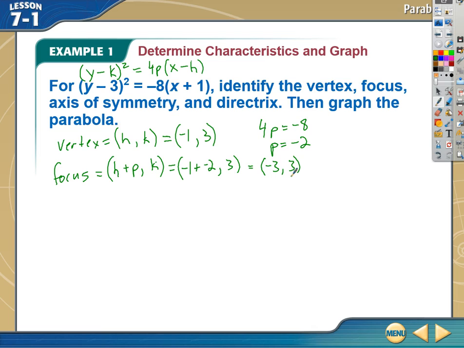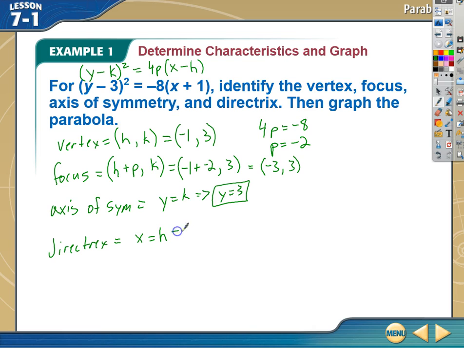My axis of symmetry is y equals k, which is just y equals 3. Think that was easy. And last but not least, the last thing they're looking for is my directrix, which is x equals h minus p. That means x is equal to negative 1 minus negative 2, which is negative 1 plus 2, which is just 1. So the final answer to that one is x equals 1.